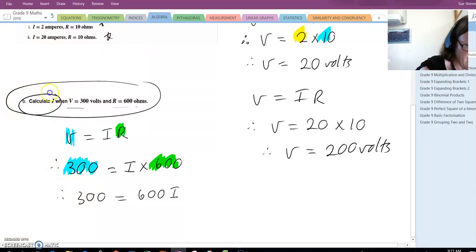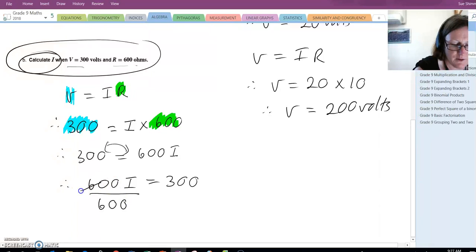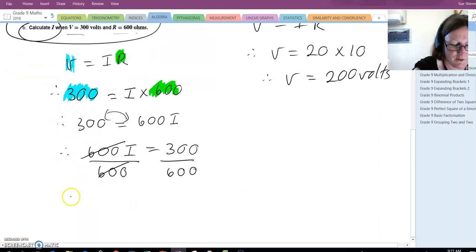We're trying to calculate I, so we're trying to find out what I is. As you know, I like to put the unknown thing on the left hand side, so I'm just going to totally switch the sides there. And I'm trying to find I. So if I divide this by 600, that cancels and I'm left with I on its own. But I must remember I also need to divide that side by 600. So I is equal to 300 divided by 600. 300 goes into itself once, it goes into 600 twice. So I is equal to a half or 0.5.